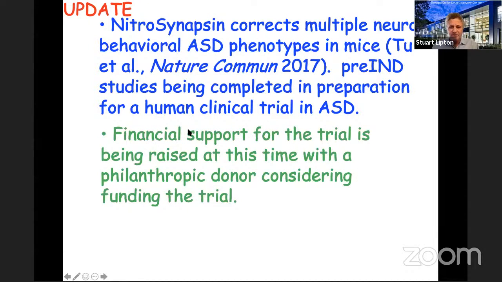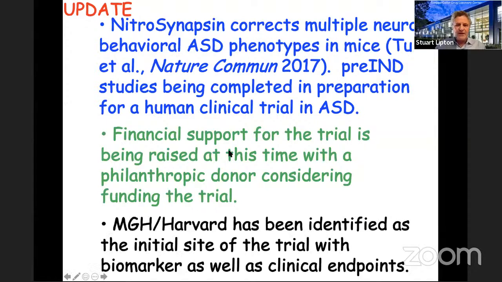We're actively seeking financial support. There's a major philanthropist who's involved in autism who's considering funding the trial, but we'd love to include any of you if you're interested. We are actively raising funds for the trial. We're going to do a phase 1/2 trial at the same time. And we've identified the first site, which will be at Mass General. They've developed a clinical biomarker that reflects this excessive NMDA receptor activity, so we can get an early readout with our biomarker in addition to doing neurobehavioral tests. So that's the plan for nitrosynapsin.